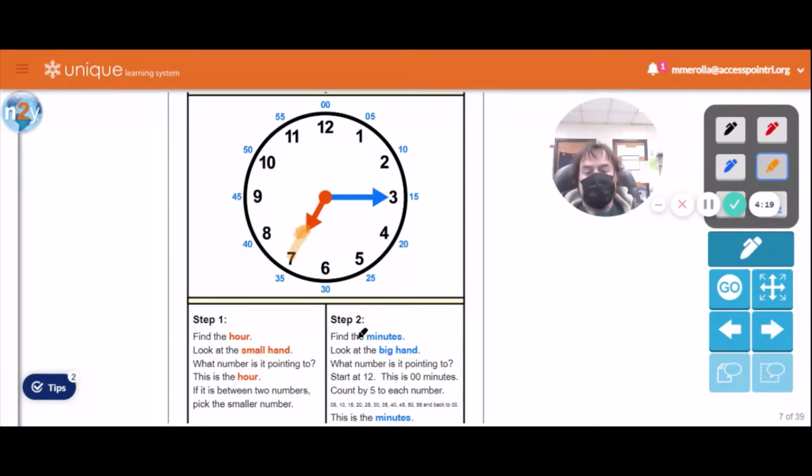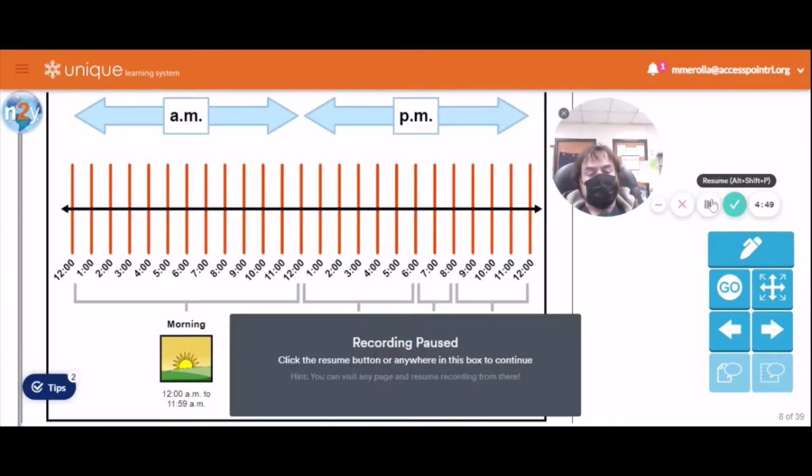Find the minutes. Look at the big hand. Here's the big hand. It's pointing to, we're going to go past the 3 to the imaginary numbers that are outside the analog clock, which normally don't show. This would be 7:15. The minute hand, blue, and the hour hand, orange.